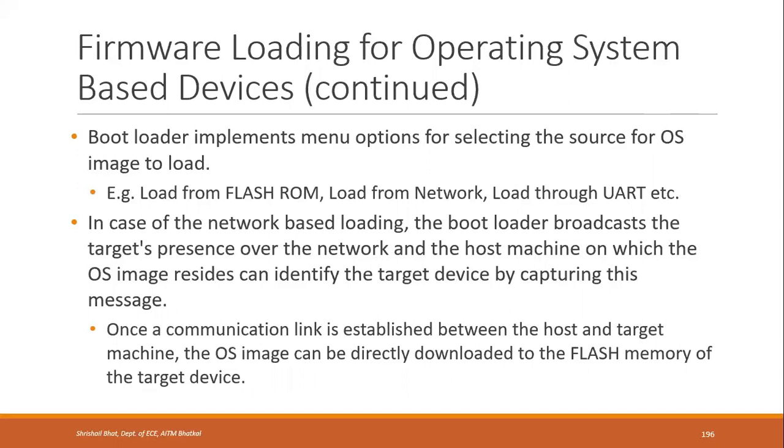In case of the network-based loading, the bootloader broadcasts the target's presence over the network, and the host machine on which the OS image resides can identify the target device by capturing this message. Once a communication link is established between the host and the target machine, the OS image can be directly downloaded to the flash memory of the target device. So in OS-based systems, you have to load the OS into the target device. For this, you need the bootloader. That means the bootloader will be initially loaded, and through this bootloader, the operating system will be loaded into the flash memory.